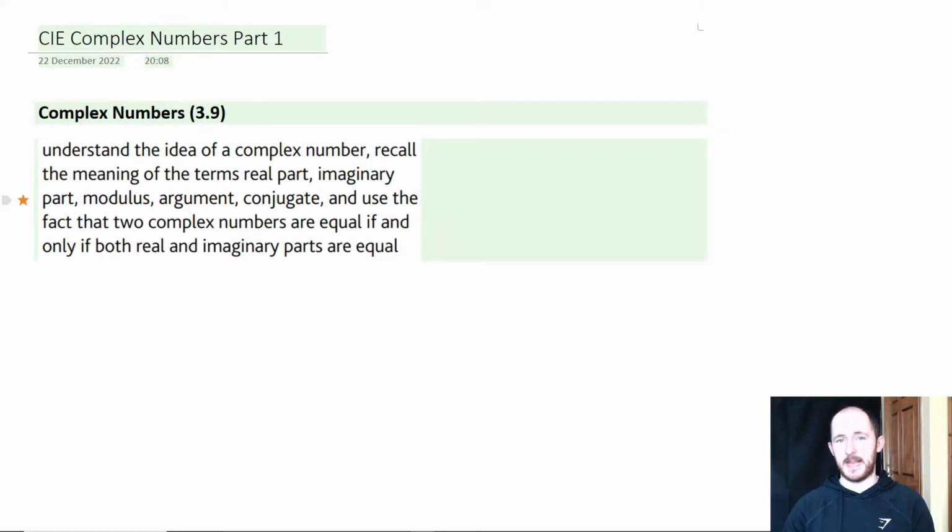Hello and welcome back to Flip Academy. Today we're going to be looking at the first part of the complex numbers section of your spec. So this is specifically the stuff that turns up in paper 3.